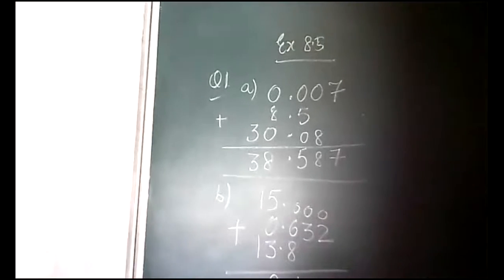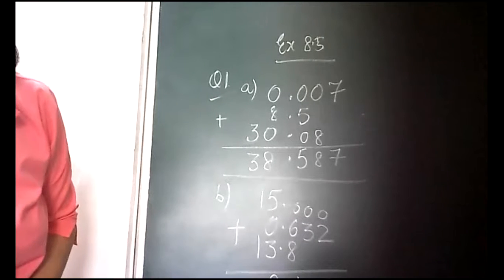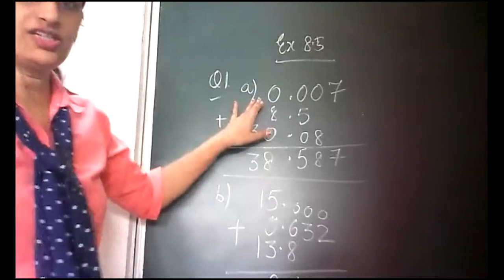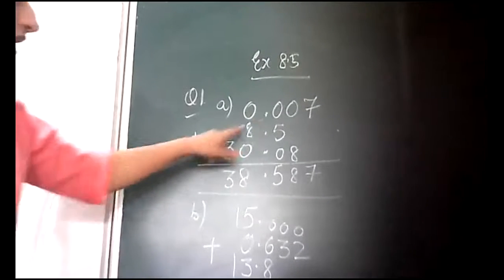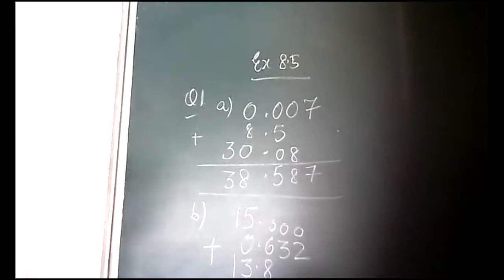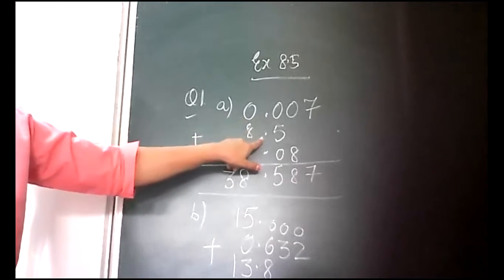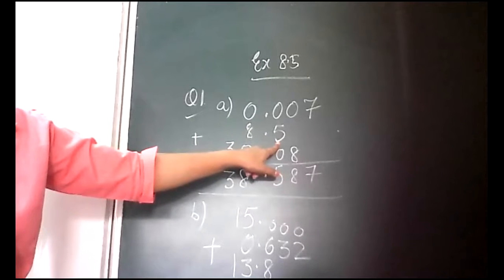Children, today we are going to start with exercise 8.5. In this exercise, we are going to do the addition. So remember that when you are writing the digits, below the decimal you will be writing the decimal numbers only. Like 0.007. In A part, it is given 0.007. So below that only you will be putting the decimal, and 8 should be at 1's place and 5 will be at 10th place.